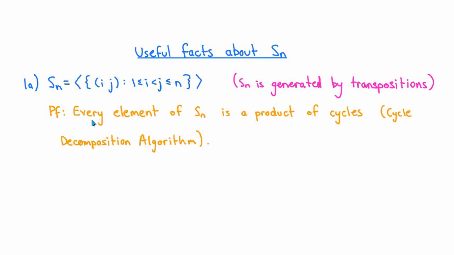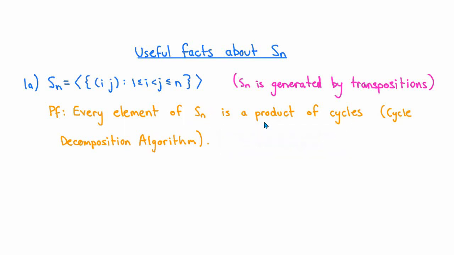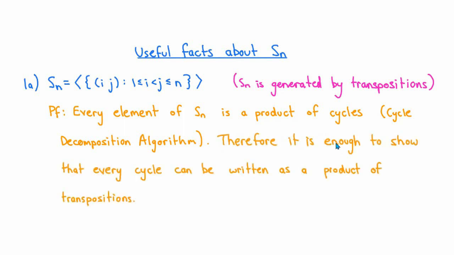Well, the first thing that we want to observe is that by the cycle decomposition algorithm, every element of the symmetric group of degree n can be written as a product of cycles. Therefore, if we can just show that every cycle is a product of transpositions, that's going to imply that every element of Sn can be written as a product of transpositions. So let's focus on just showing that every cycle can be written as a product of transpositions.